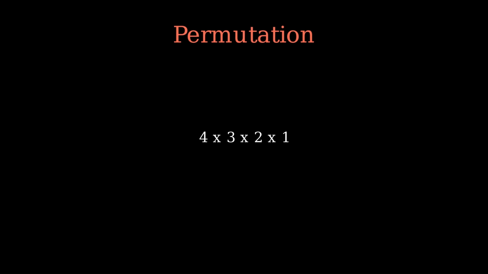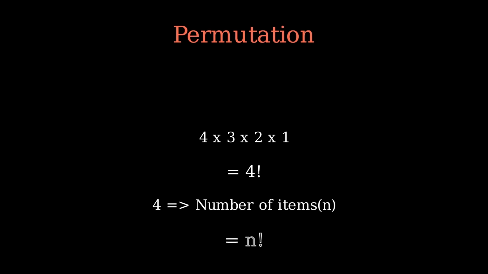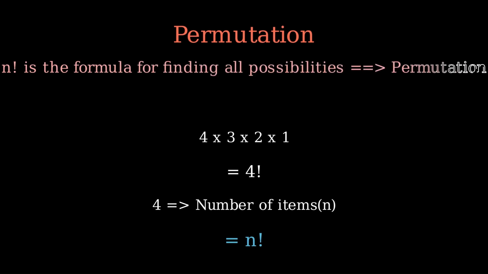Now, how do I form a general formula? What is the multiplication of 4, 3, 2, and 1? It is actually 4 factorial, and 4 is the number of elements. So a general formula would be n factorial, if n was the number of elements. To summarize it, n factorial is the formula for finding all possibilities in a permutation.